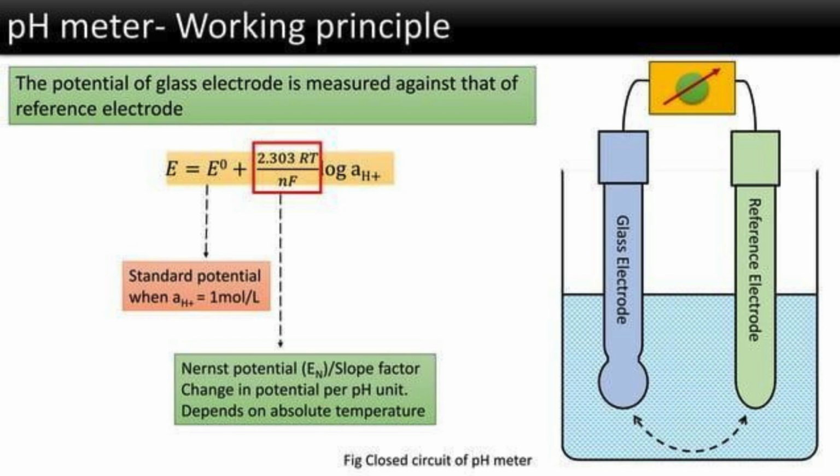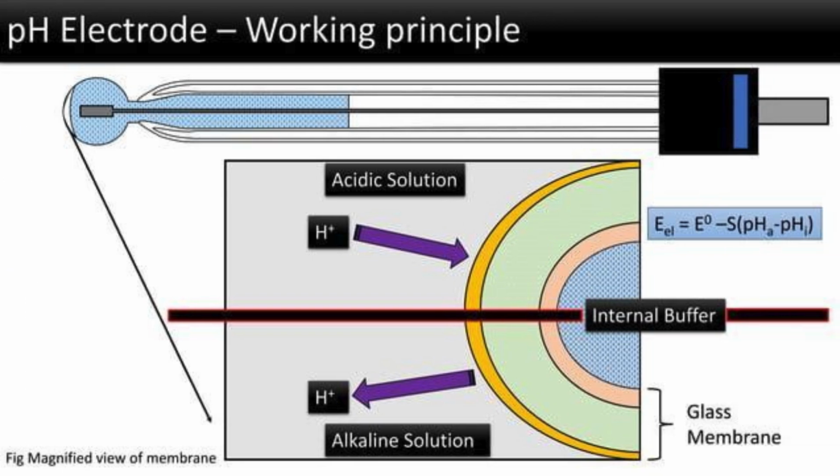To visualize this, imagine the glass membrane in an acidic solution. The potential developed, E glass, is equal to E0 minus the slope factor, S, times the difference between the external pH and the internal pH.